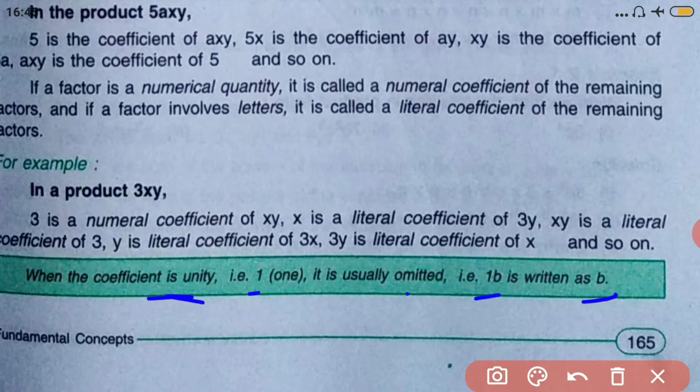So what is the coefficient of b? If there is no number, it should be 1. If you don't see any number in front of the alphabet, then there should be 1. Okay, we don't write 1b, rather we write it as b. I hope you understood this now. So let us go back to the question.